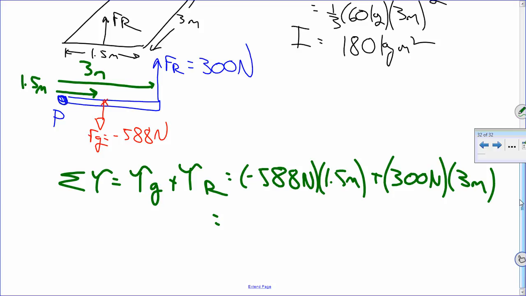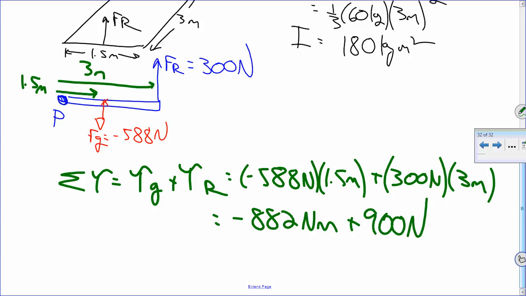So this is going to give us negative 882 newton meters plus 900 newton meters, which gives us a net torque of 18 newton meters. Are there questions about how I got that net torque?